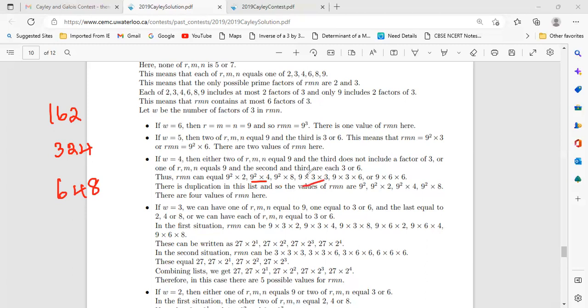And for this, you will have 81. And for this, you will have 18 into 9, which is 162. And for this, you will have 36 into 9. What is 36 into 9? It's 324, right?